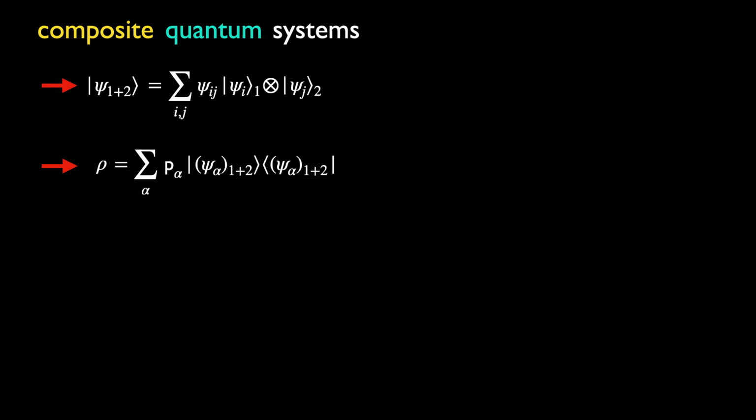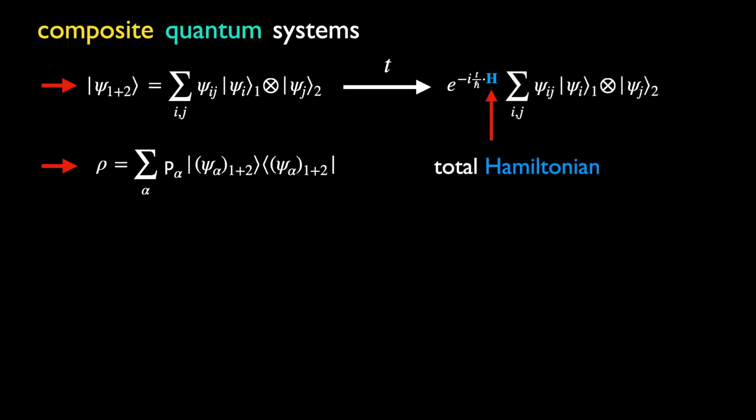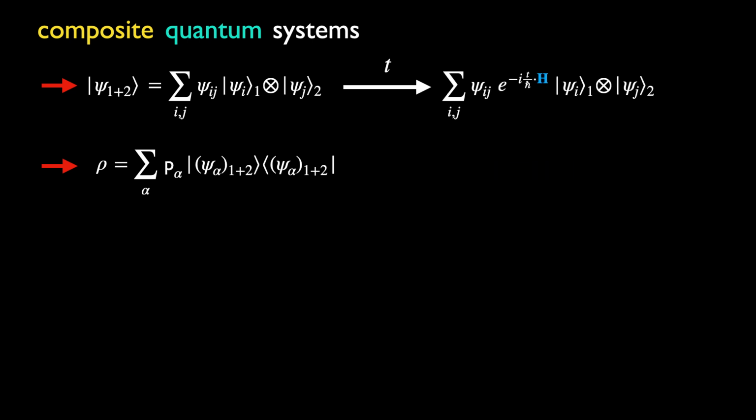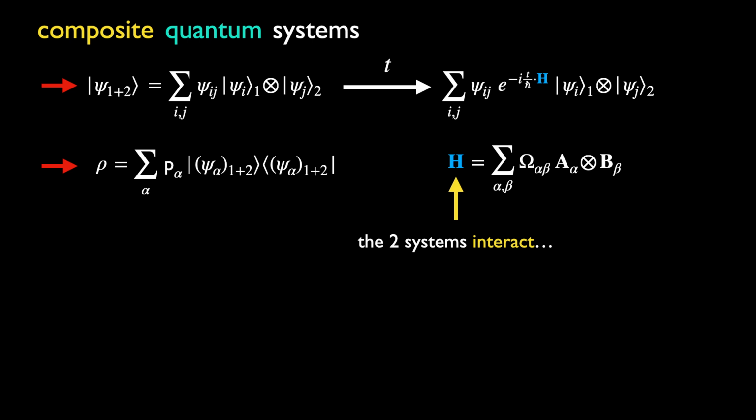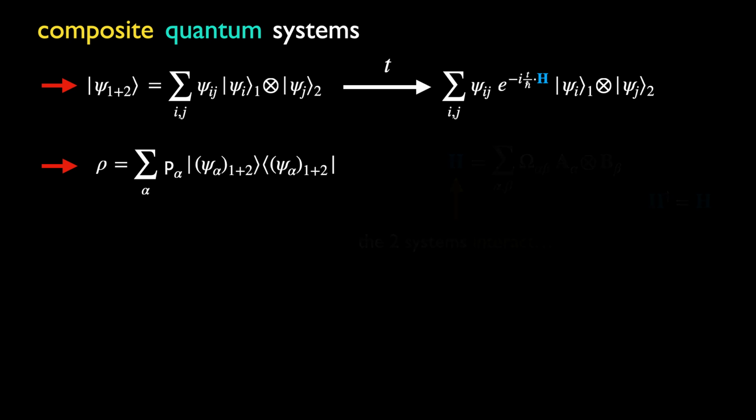The way a composite system evolves in time is no different from a single system, which is a unitary transformation generated by the total Hamiltonian of the composite system. In general, H is a sum over pairs of operators that act on the states of each system. Omegas are the numerical coefficients. These include cases where the two systems interact with each other. The only constraint is that H must be Hermitian. The time evolution of the statistical operator follows directly from the result above.